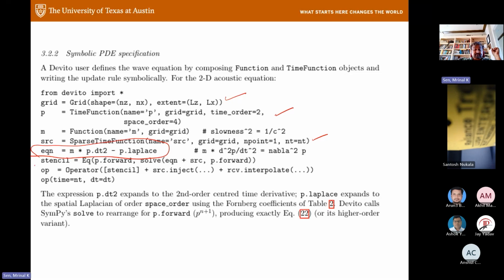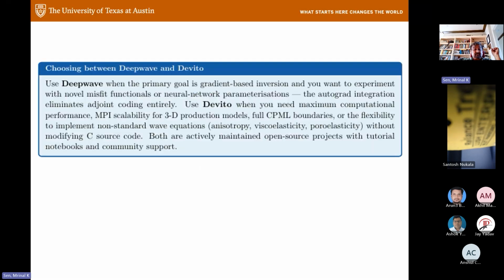Whoever thought that this would be possible, but now it's almost like just writing the equations and getting the code written by somebody else. So you can use Deepwave. These are just my comments. When the primary goal is gradient descent inversion, and you want to experiment with some of the misfit functionals, and Devito when you need maximum computational performance.